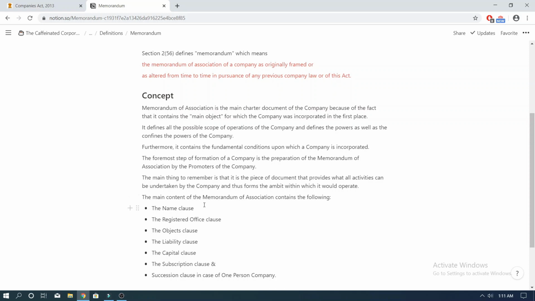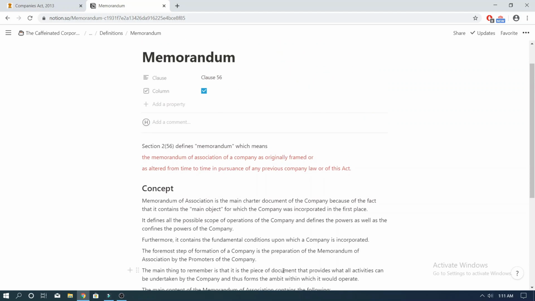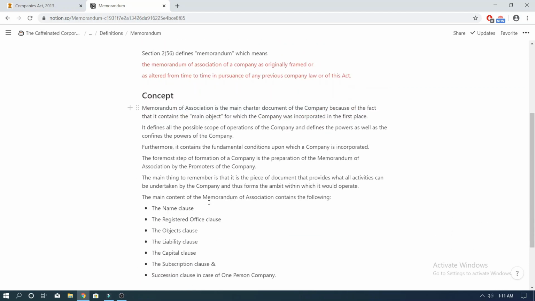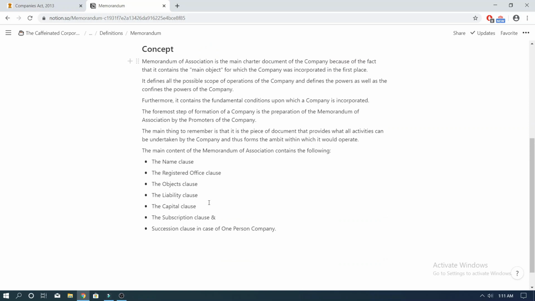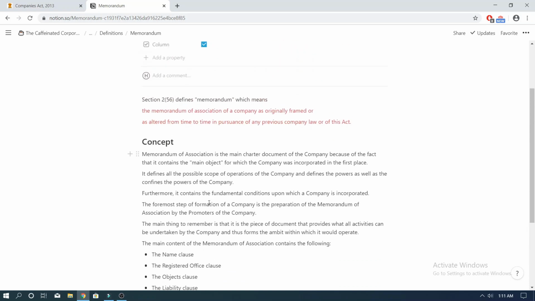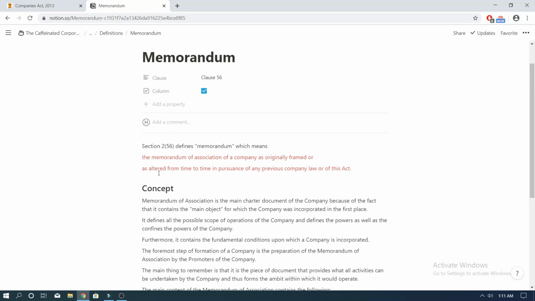The main key clauses which the Memorandum of Association contains are name clause, registered office clause, objects clause, liability clause, capital clause, subscription clause, and succession clause applicable in case of one-person companies. We will discuss it more comprehensively when we tackle the sections related to Memorandum of Association later on. Now, if you look back at the definition, it means that memorandum is the Memorandum of Association which was originally framed, which means memorandum as was framed and submitted by the promoters of the company with the ROC for the formation of the company.